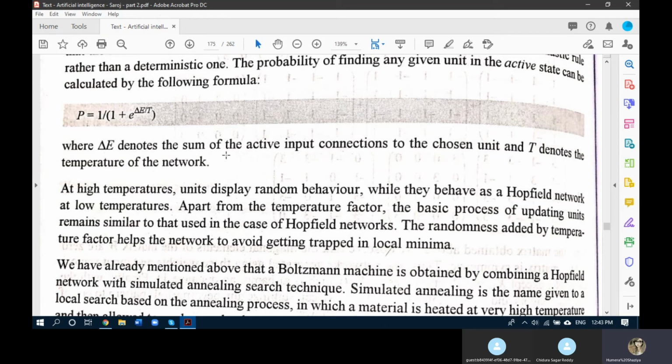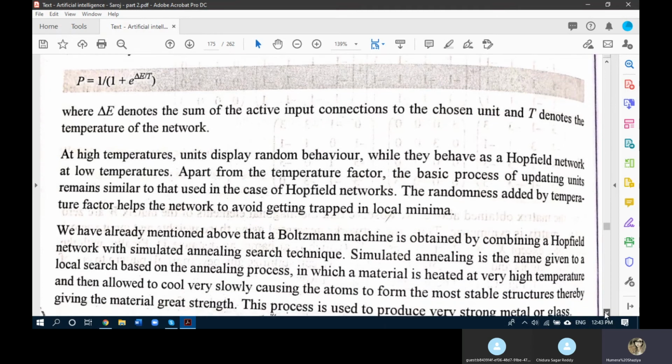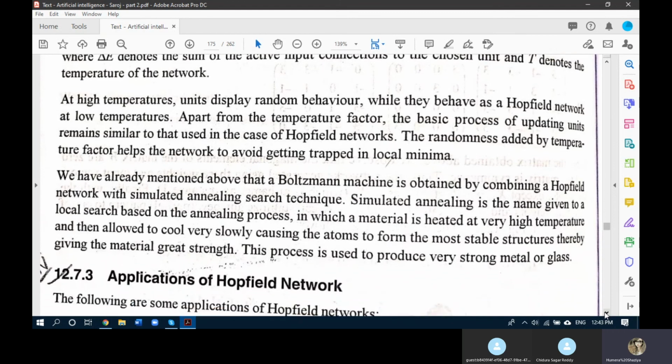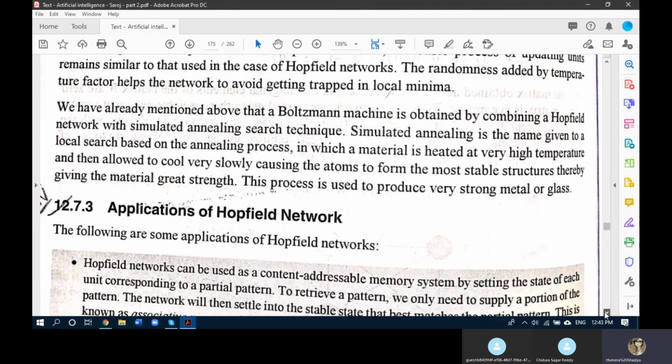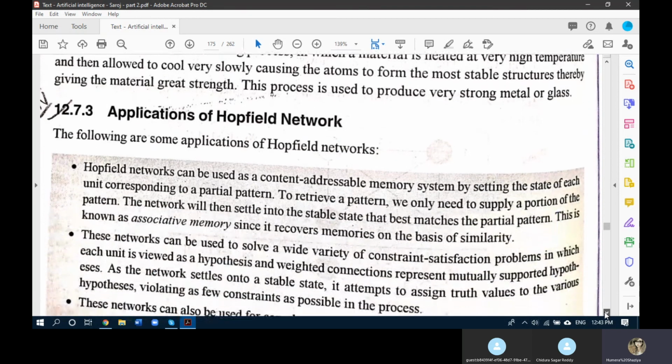So that temperature idea has been taken from simulated annealing. And what is the idea of Hopfield network? That there are units, they are connected with each other, the weights are symmetric, and there are active and inactive units. Both concepts have been combined into what is known as the Boltzmann machine. What happens at high temperature? Units display random behavior, while they behave as a Hopfield network at low temperature. Okay, that is about Boltzmann machine.